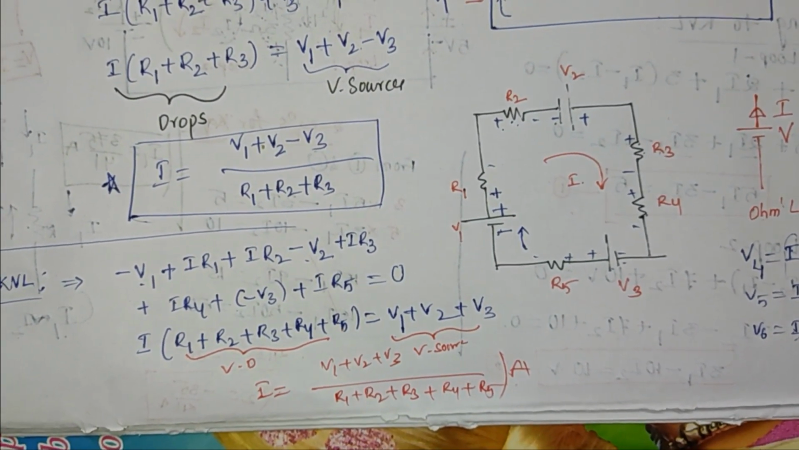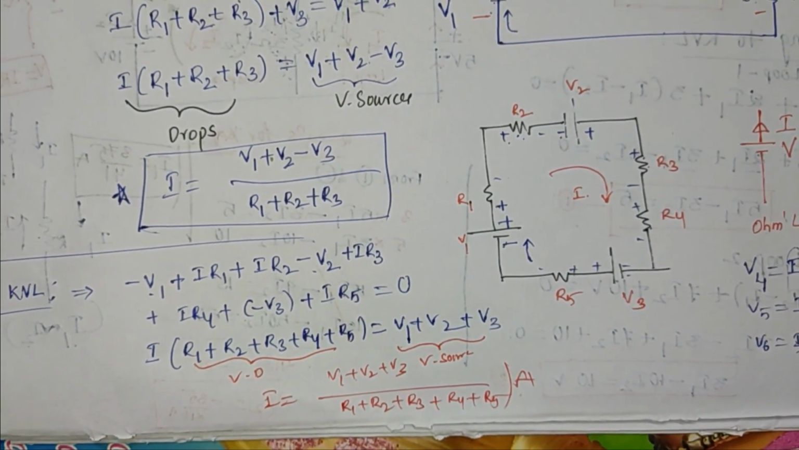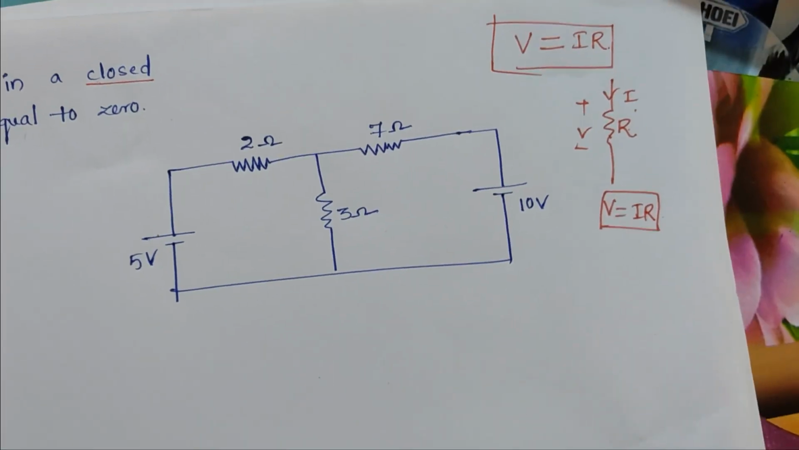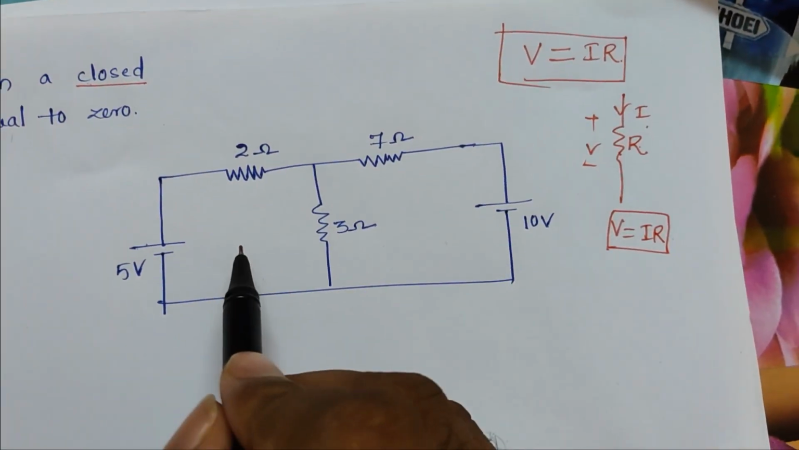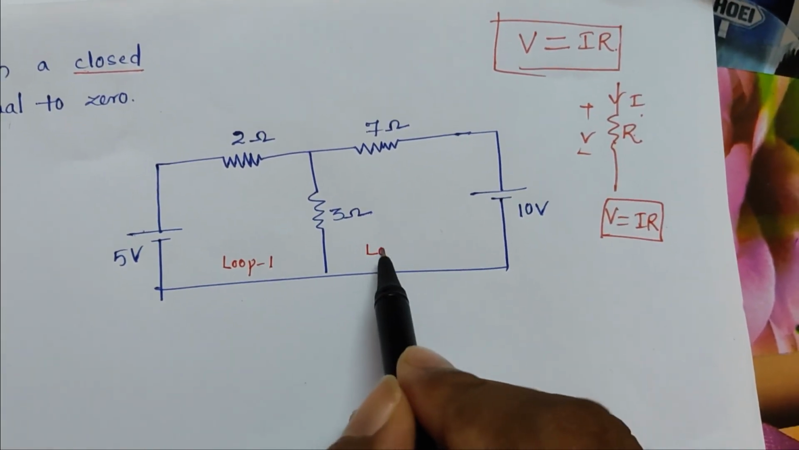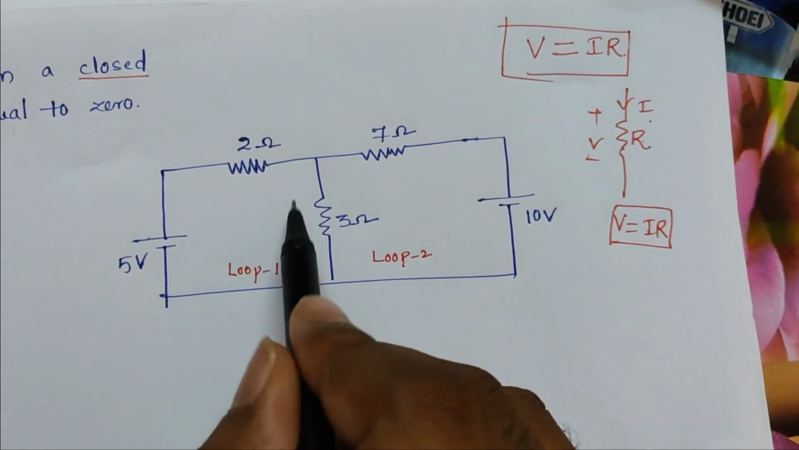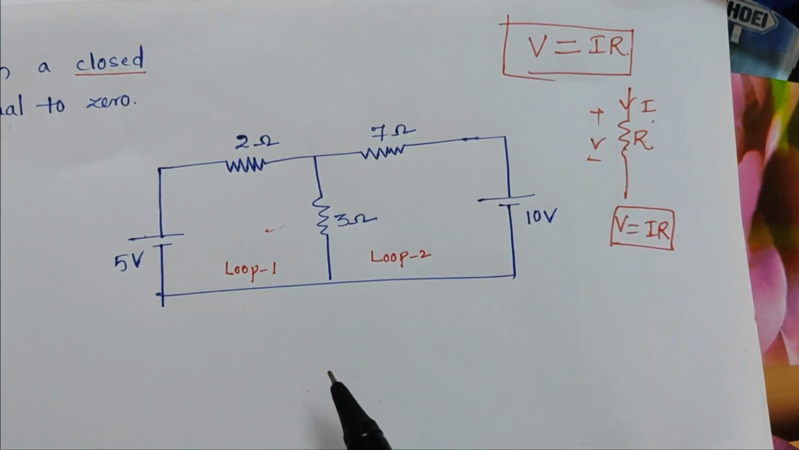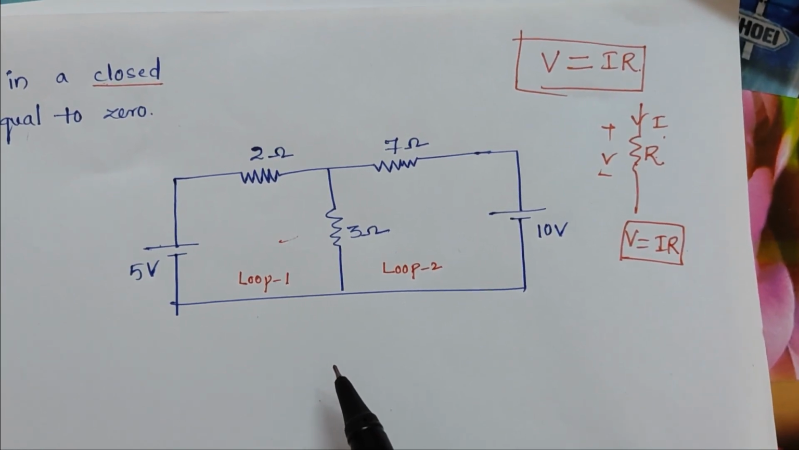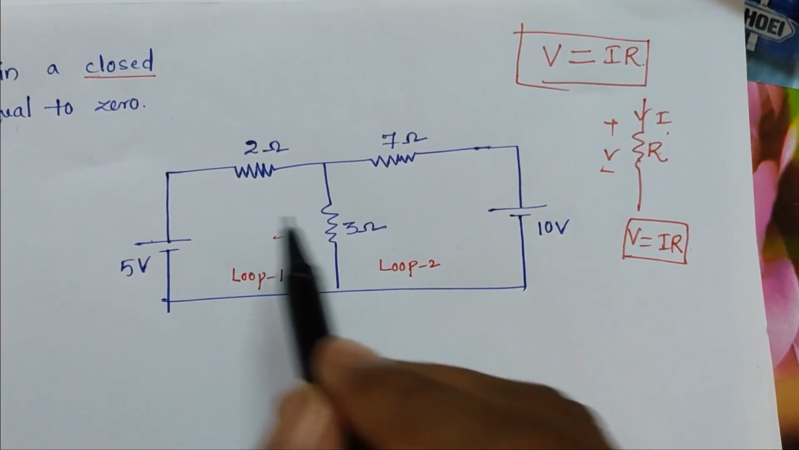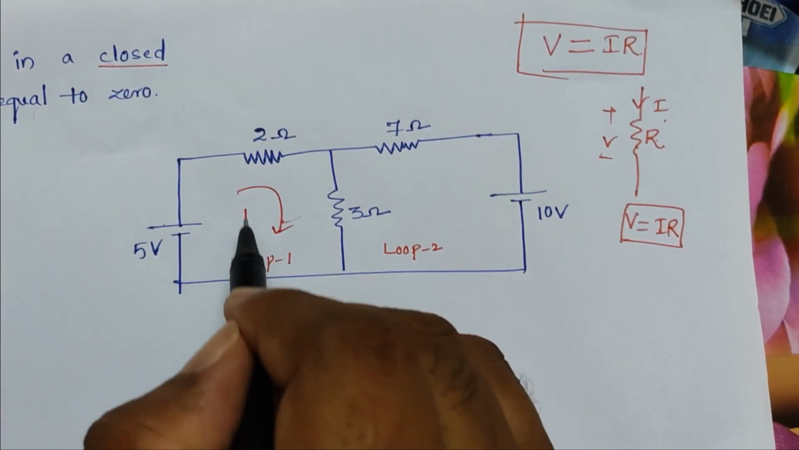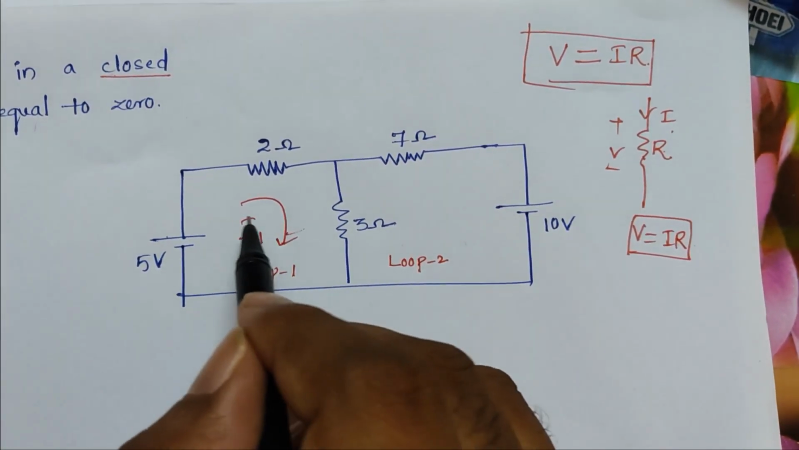Okay, so let us take two loops here so that you can understand the concept in a clear way. We are going to have different loops here. So this is loop number 1, and this is loop number 2. This closed path is called a loop or mesh, or any closed path. We will have a current in each loop. For loop 1 we have current I1, for loop 2 we have current I2. For loop 1 I am going to consider the current I1 flowing in a clockwise direction.